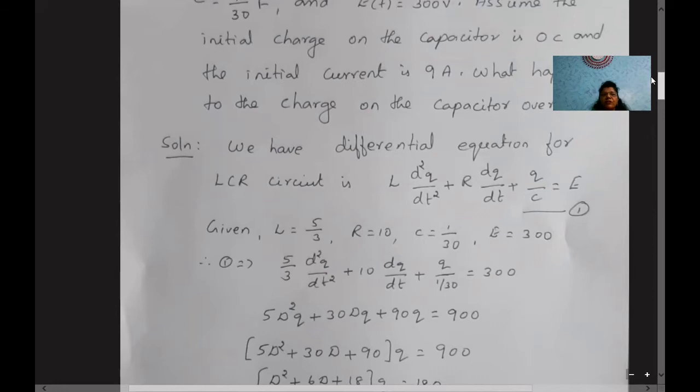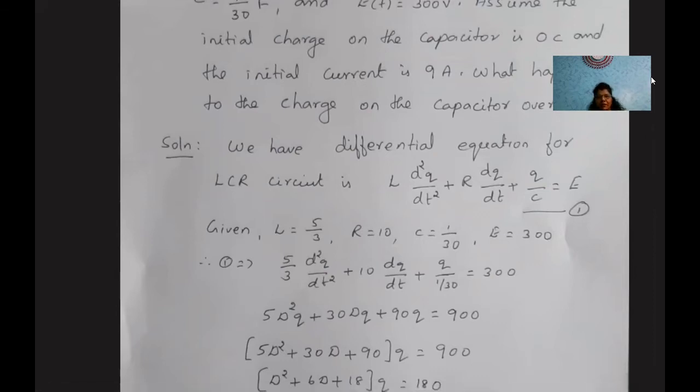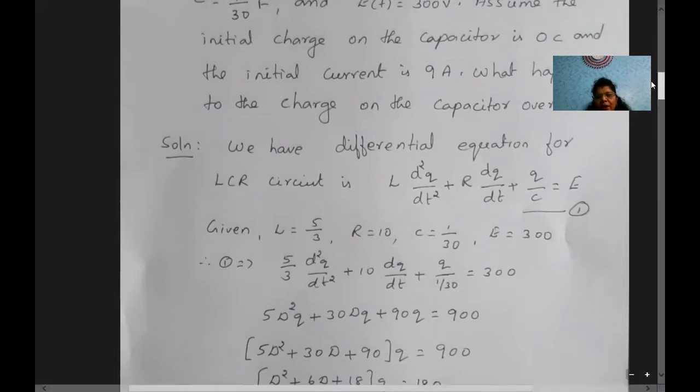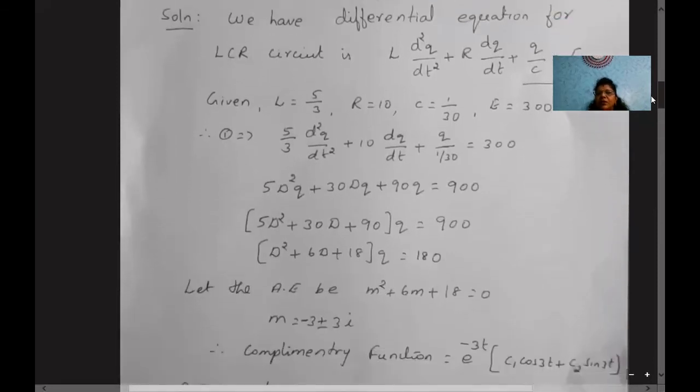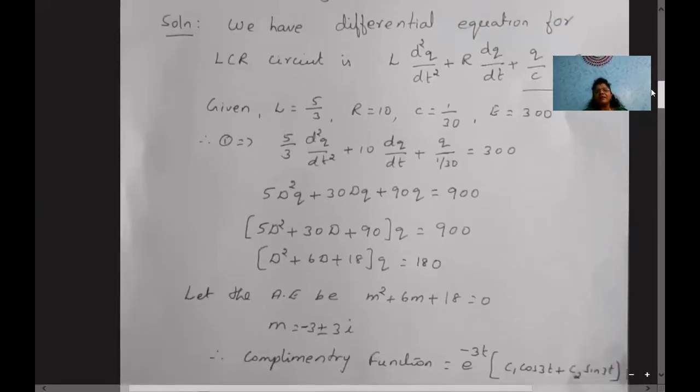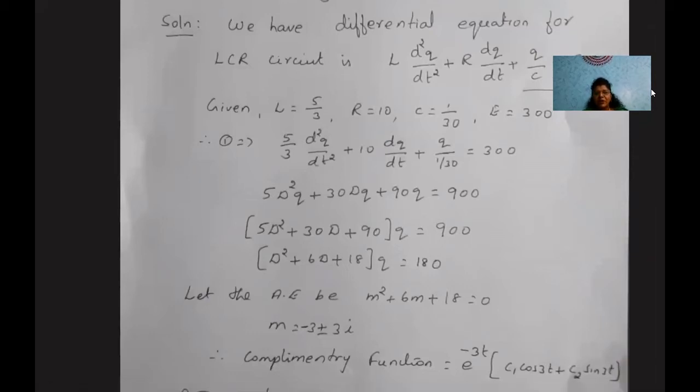What have they asked us to find out? Charge on the capacitor. What is charge on the capacitor? Q. How to find out this Q? To find this Q, which formula we have to use? That is the differential equation of LCR circuit we have to use. What is the differential equation of LCR circuit? L into d square q by dt square plus R into dq by dt plus q by C is equal to E. This is the governing differential equation of LCR circuits, which I am keeping as equation number 1.